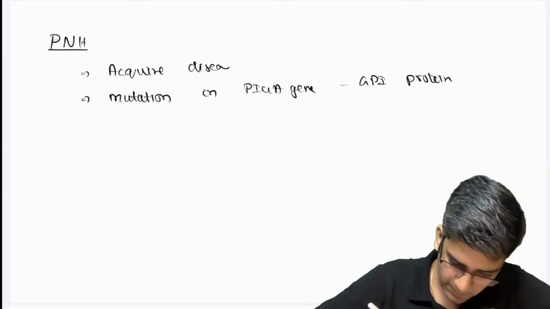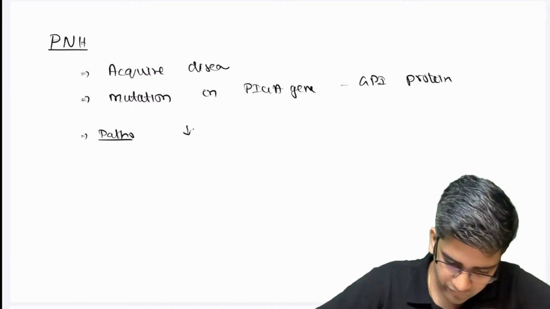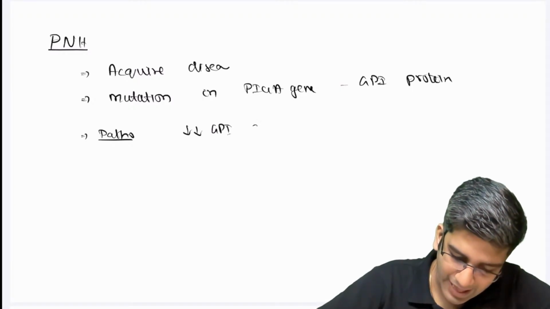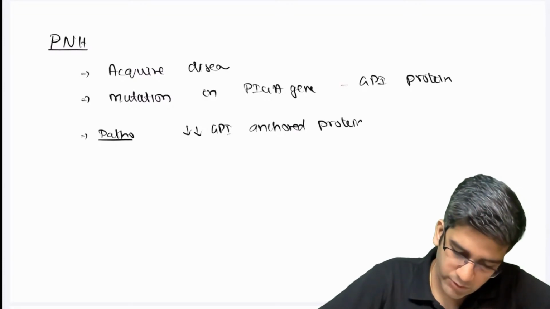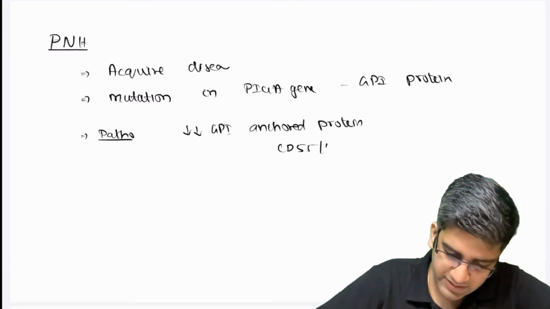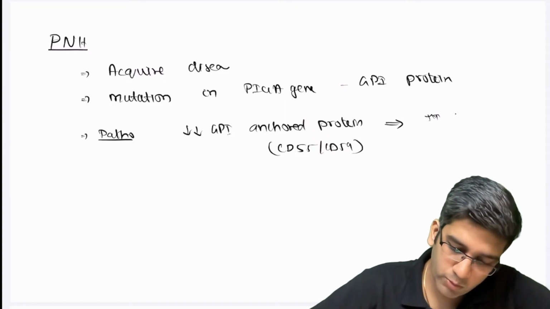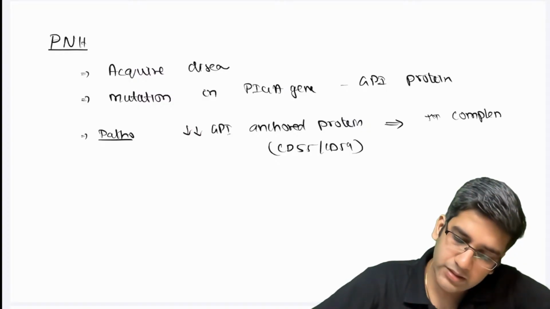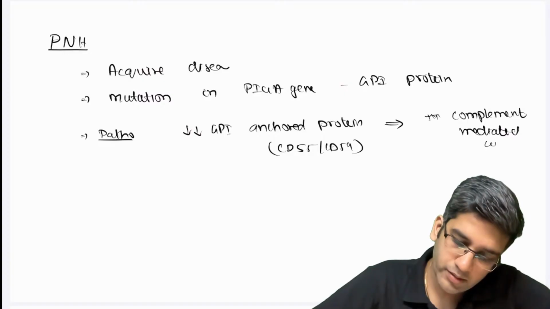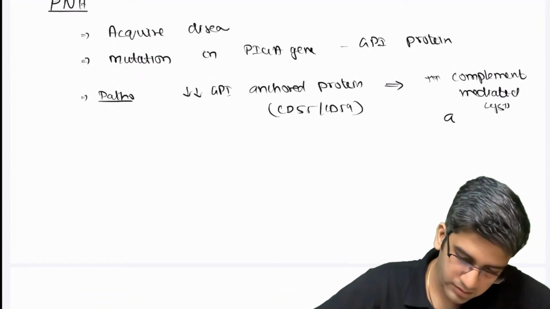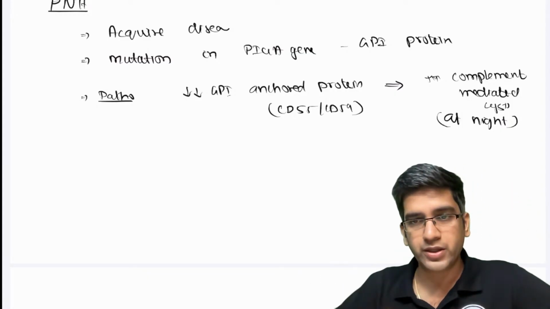Because of this, the pathogenesis is very simple. Because of reduced GPI anchored proteins, so the GPI anchored proteins are your CD55 and CD59. When these are reduced, my RBC is going to have more and more complement mediated lysis at night. When everyone sleeps, the pH reduces, complements will be activated and lysis will be increased at night.